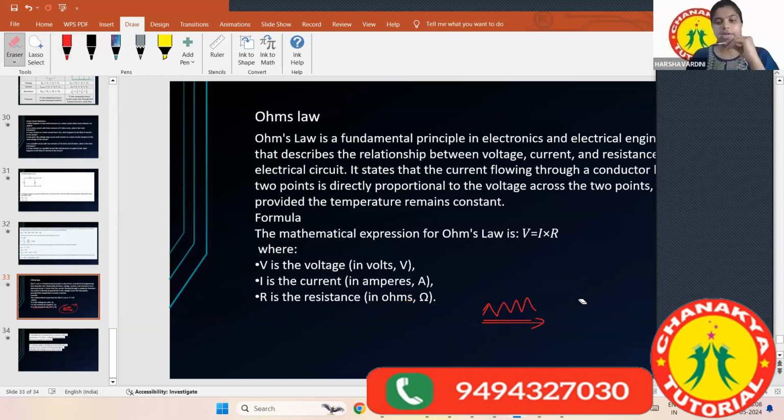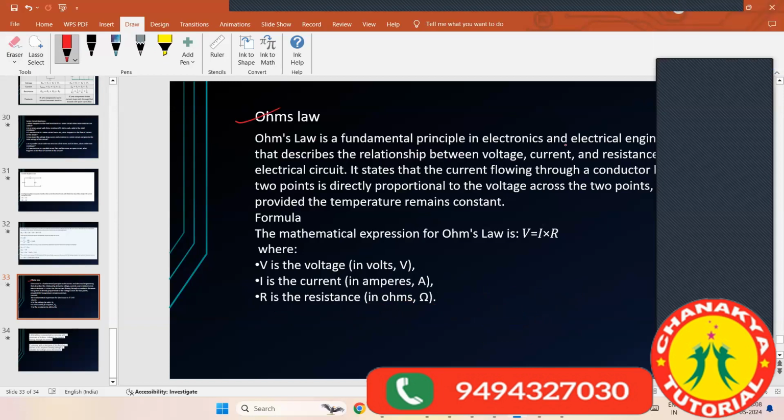Now coming to the very important part, Ohm's law. Ohm's law is a fundamental principle in electronics that describes the relationship between voltage, current, and resistance. We know what a circuit is, what voltage is, what current is, what resistance is. Now the question is how they are all related to each other. Before, we saw I is equal to Q by T. So current is equal to charge by time. We discussed the relationship between current, charge, and time.